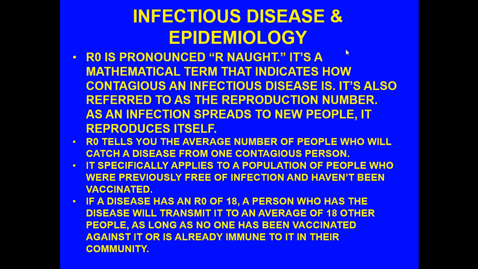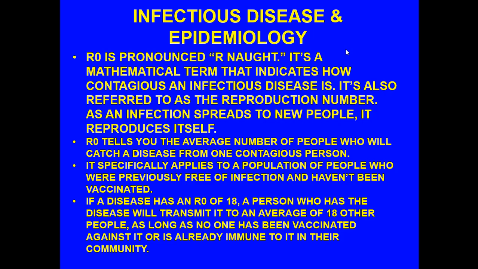contagious person. Now, there are some nasty diseases out there that have an R naught of 18. That basically means it's a highly contagious disease and that people who are not vaccinated, who are susceptible to the disease, everybody around is going to get it or is at high risk of getting it. Basically, R naught is important and it specifically applies to a population of people who were previously free of infection, thereby they're native, they have no immune defense, and they haven't been vaccinated against the disease.